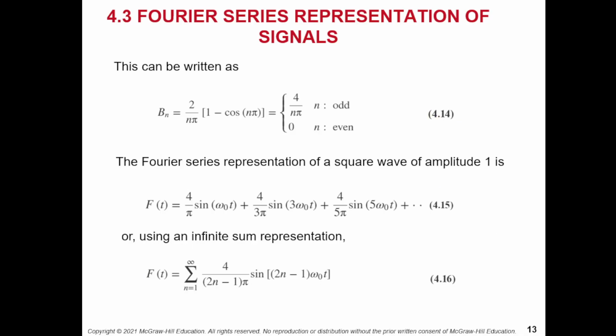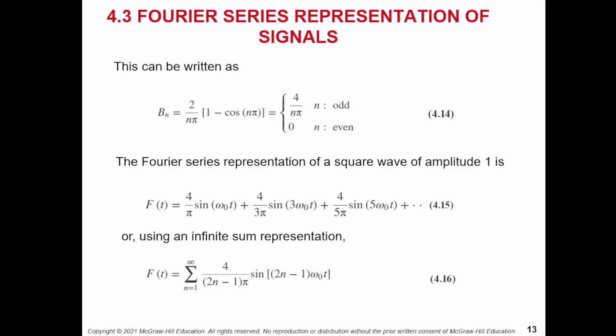But when the n is an even number, that means 0, 2 pi, 4 pi, then the cosine will become 1, right? So the whole term Bn will become 0. But if the n is an odd number, that means 1 pi, 3 pi, or 5 pi, it will become -1, right? So it will become 4 divided by n pi. Because all the even numbers are gone, only the odd numbers are left.